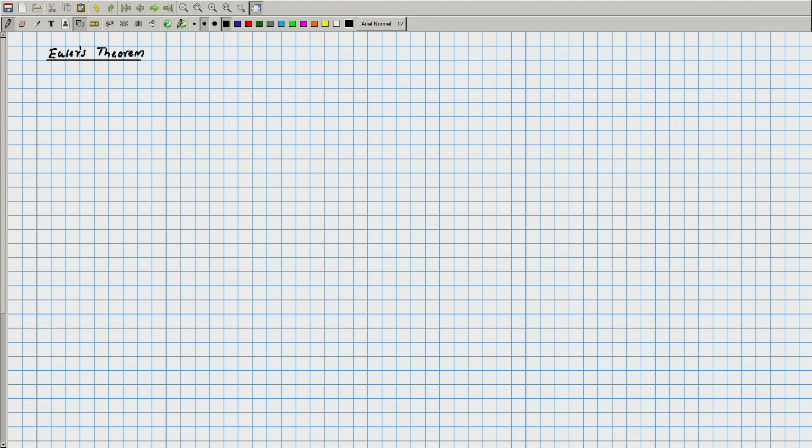So, Euler's theorem states that a connected graph has an Eulerian circuit if and only if the degree of every vertex is even.